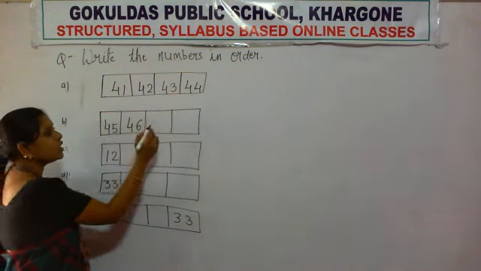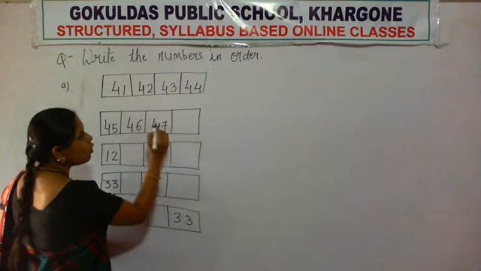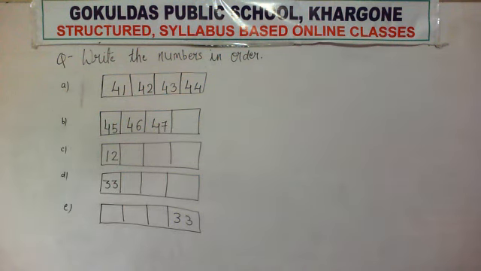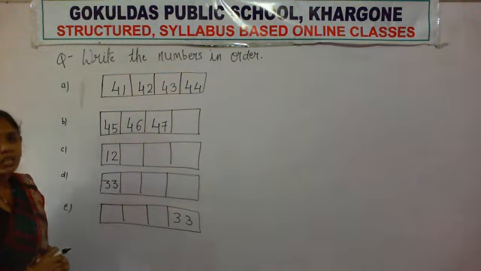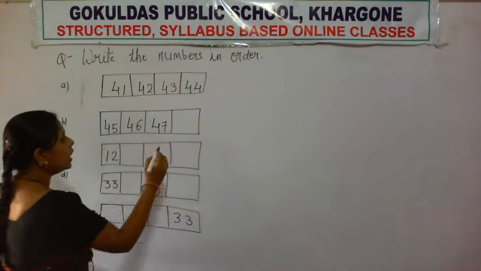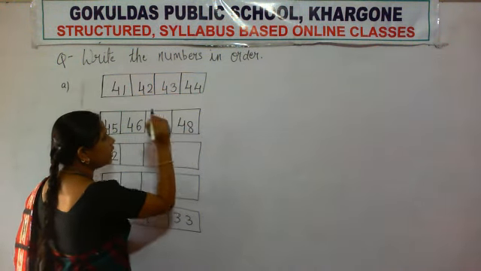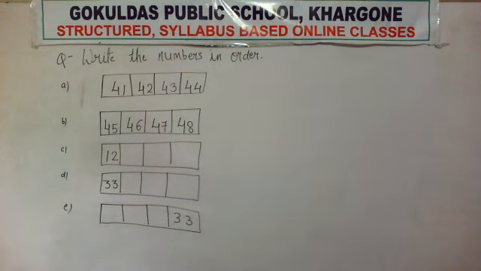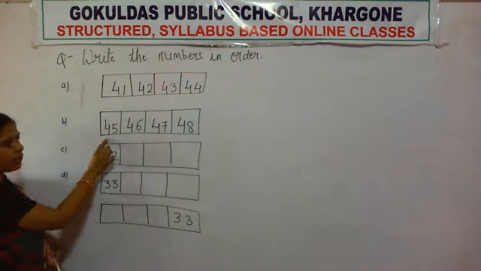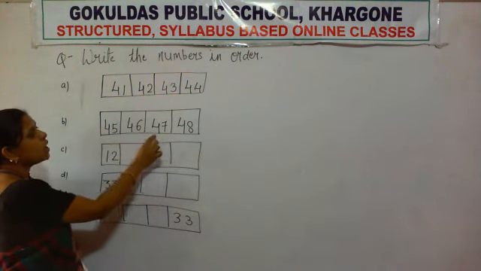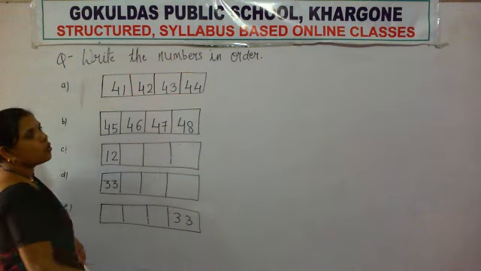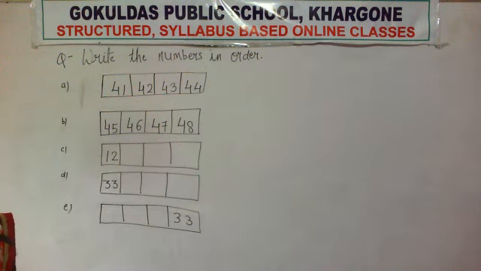So which number will come after 46? 47. Now which number will come after 47? 48. Now let's read the order of the numbers. 45, 46, 47, 48. Very good. So copy this from the board. Copy this question from the board.